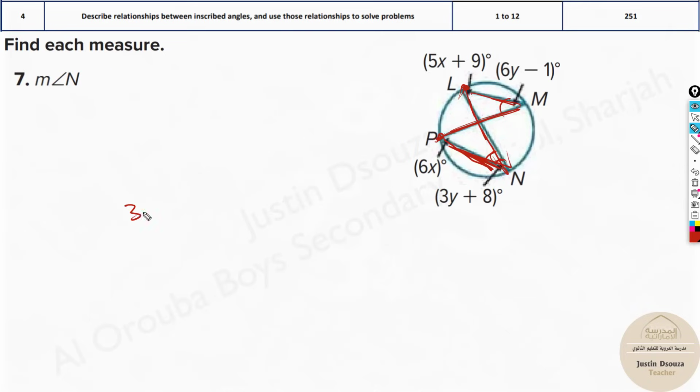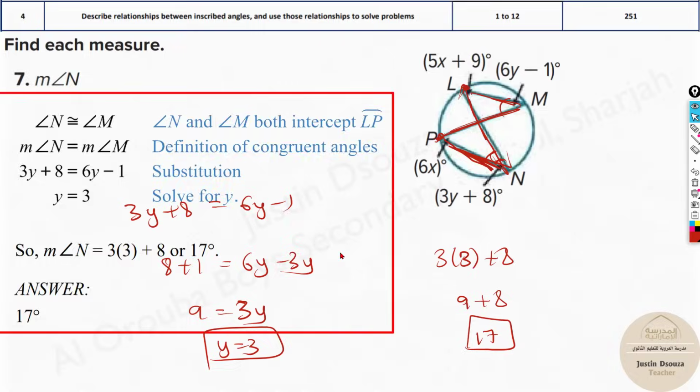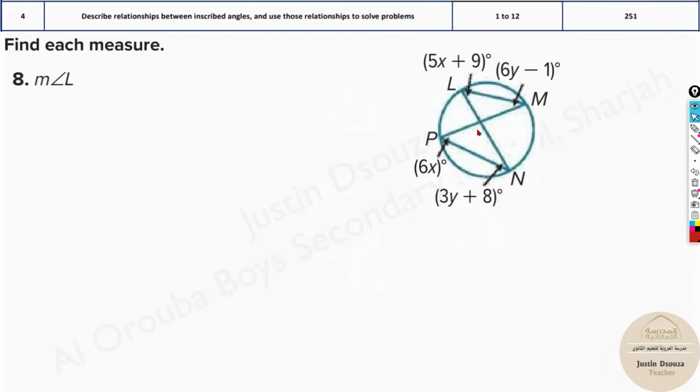Now we know M is how much? 3y plus 8. That is equal to 6y minus 1. So solve for y. So take 3y to the other side and this minus 1 to the other side. It will be 8 plus 1 equals 6y minus 3y. You will have 9 is equal to 3y. y is equal to 3. So measure of y is 3. So it will be 3 times 3 plus 8. It's 9 plus 8 over here. It will be 17. So measure of angle N is 17 degrees. That's the answer. Same way, please do solve for the other angles, just how we have done.